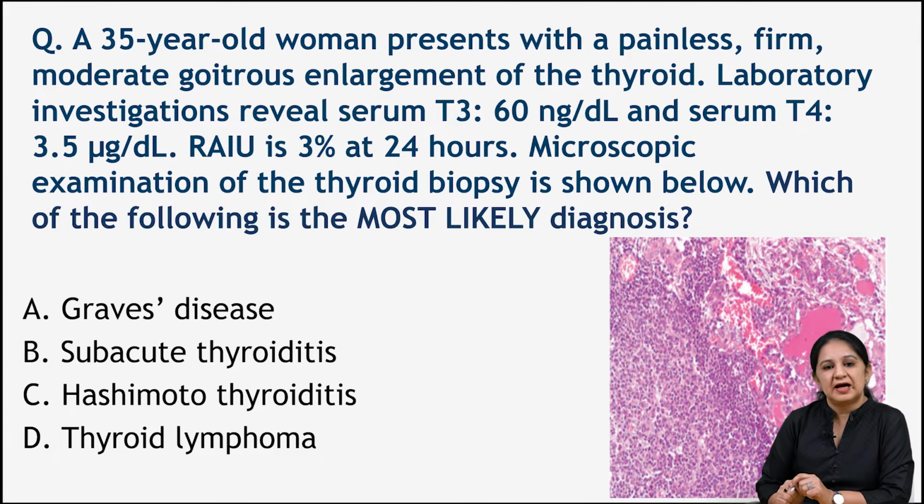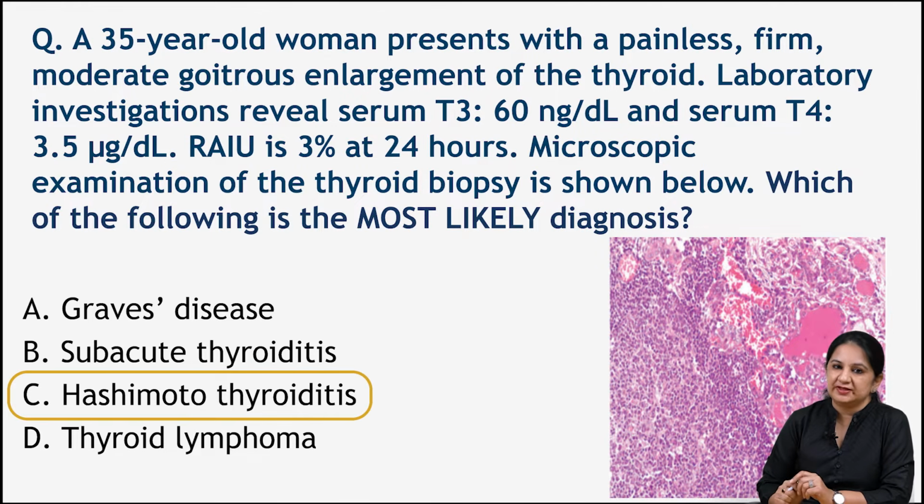And why is it not a thyroid lymphoma? See, thyroid lymphoma mein you will see, first of all, at 35 years old thyroid lymphoma is unlikely, and moderate goitrous enlargement, and moreover you are not seeing atypical lymphocytes or any mitotic figures. So our answer is Hashimoto's thyroiditis, where you see hypothyroidism, reduced radioactive iodine uptake, and sheets of lymphocytes. So the correct option is C, right? Moving on to the next question.